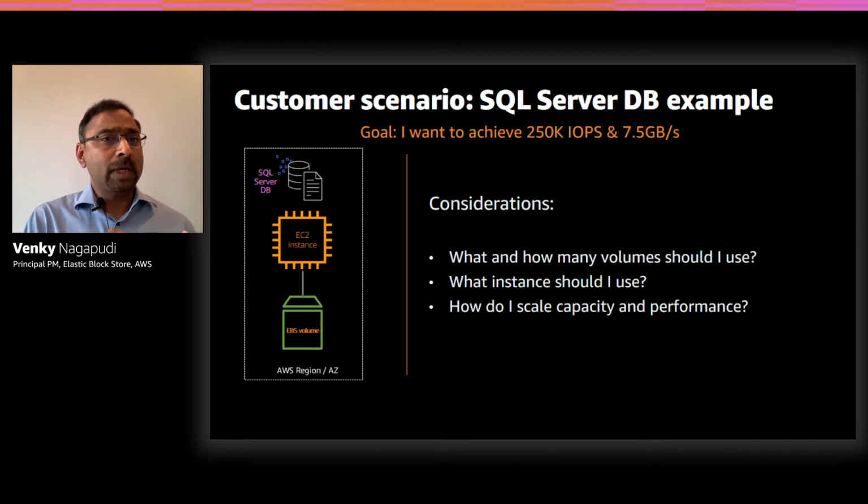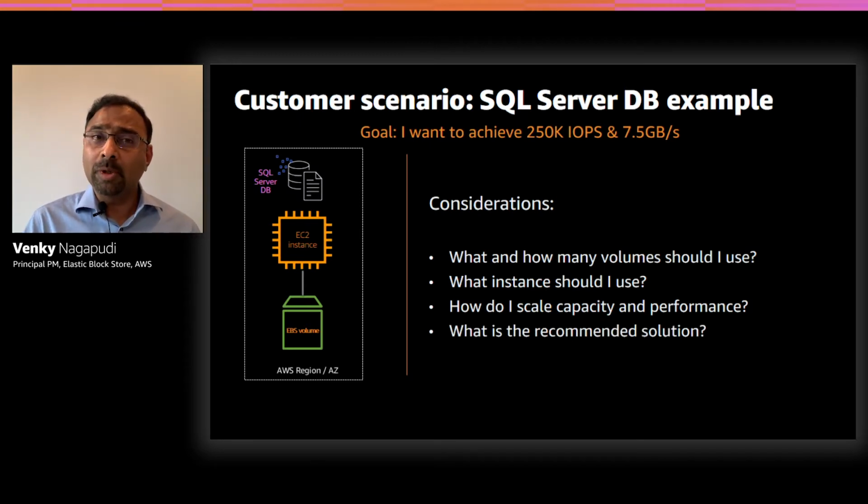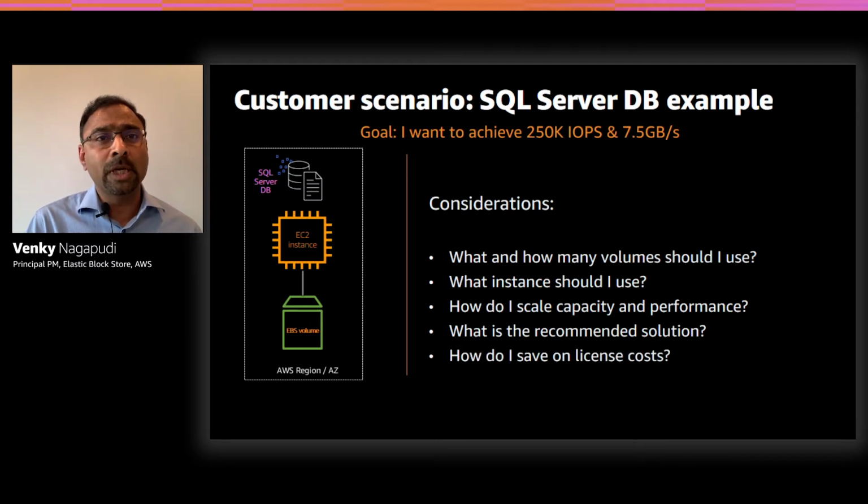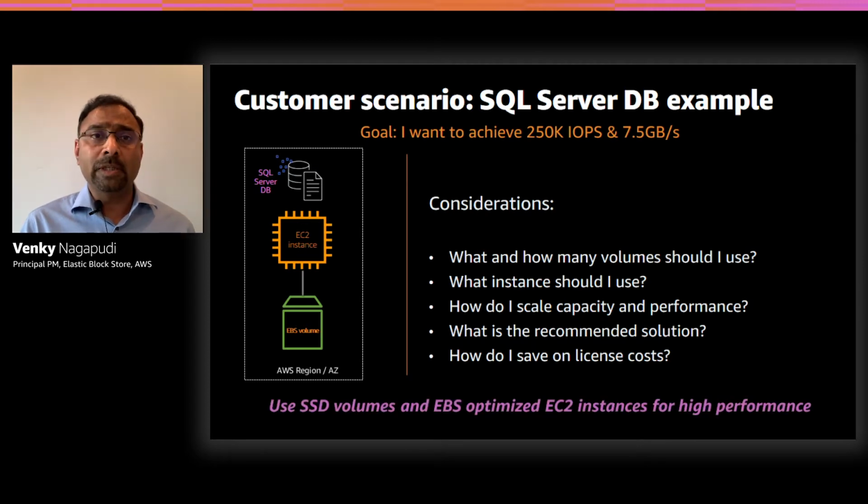Then how do I start small? And as my needs grow, how do I increase my capacity and performance? What does the optimal setup look like in terms of performance? And how do I achieve all of this without breaking the bank? Let's touch upon all of these in that order, and we'll start with the volumes and the instances.